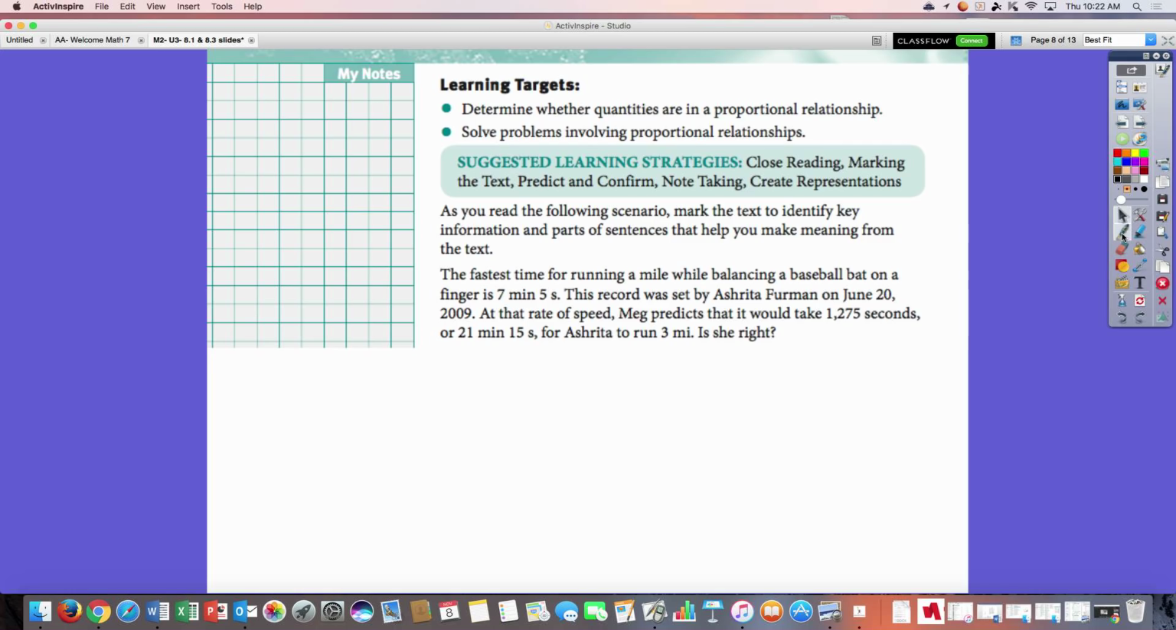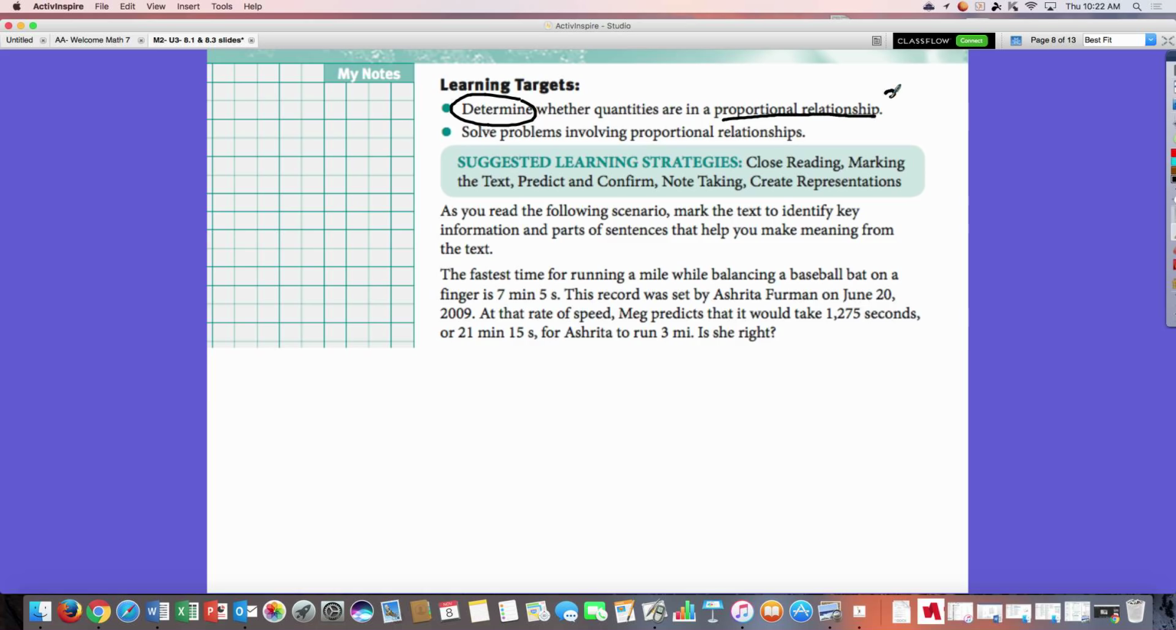All right. We're already at day 2. What we're going to do is we're going to determine whether quantities are in a proportional relationship. And we're going to solve problems involving proportional relationships. That sounds complicated, but it's really not. And I'm going to show you a neat trick.